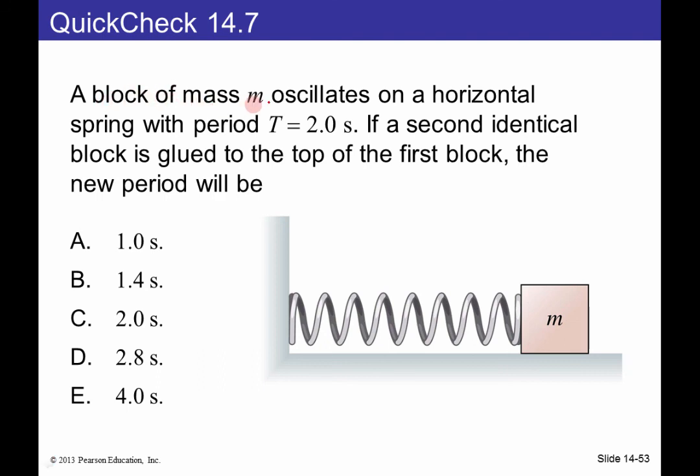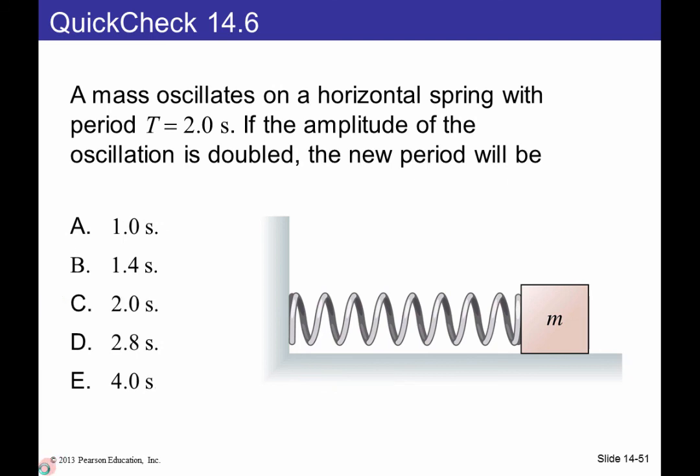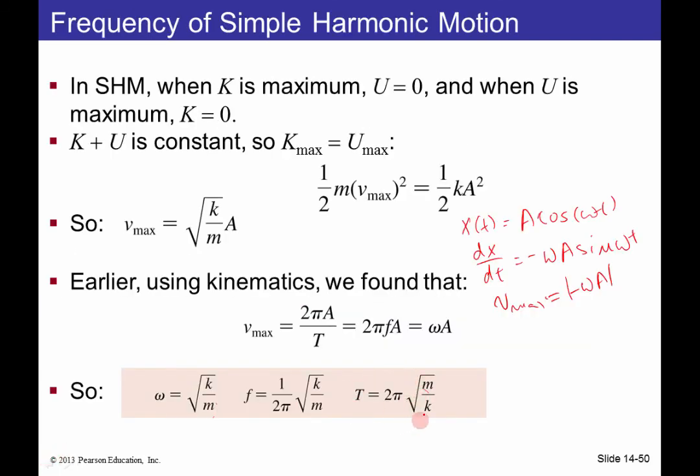Another question: a block of mass m oscillates on a horizontal spring with a period T equals 2 seconds. If a second identical block is glued to the top of the first, then the period will be, take a minute. The answer is 2.8 seconds, and that is because if we go back to our equations here, we can see again the period depends on the square root of the mass.